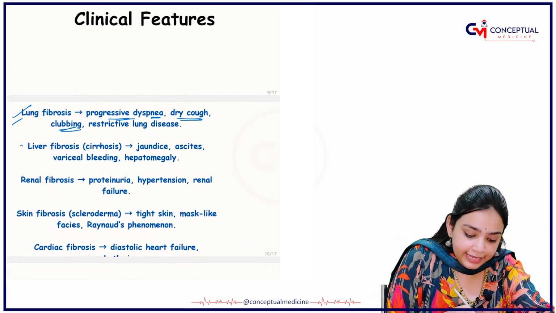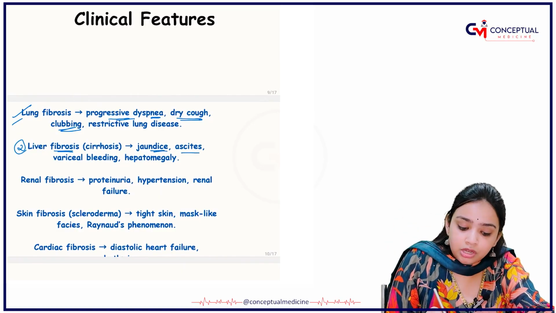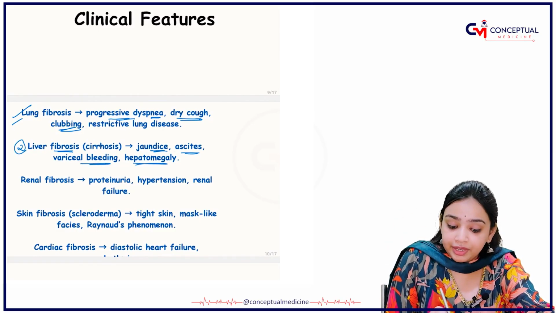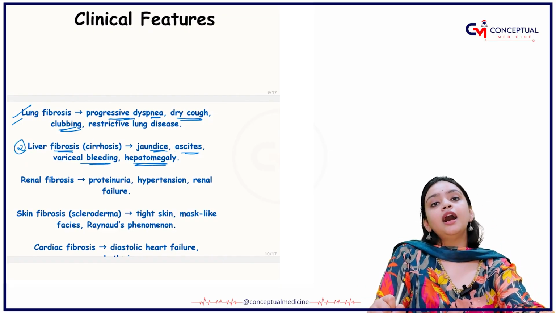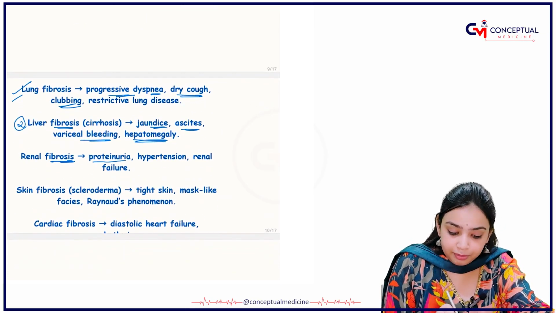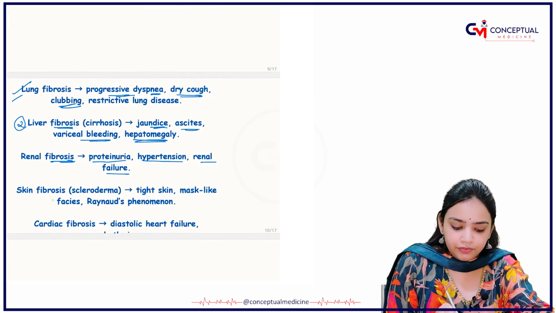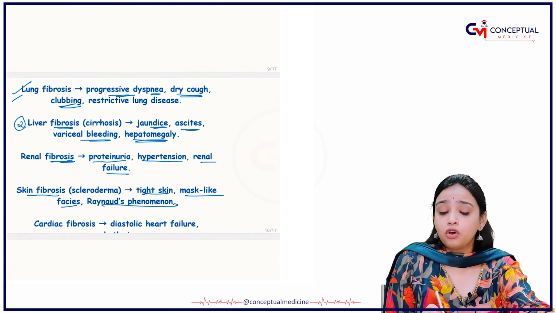Okay. Next, you have liver fibrosis. In that, you have jaundice, ascites, variceal bleeding, and hepatomegaly. We will read about this in our GIT section as well. Then you have renal fibrosis. In that, you have proteinuria, hypertension, and renal failure. In skin fibrosis, you have tight skin, mask-like facies, and Raynaud's phenomenon.